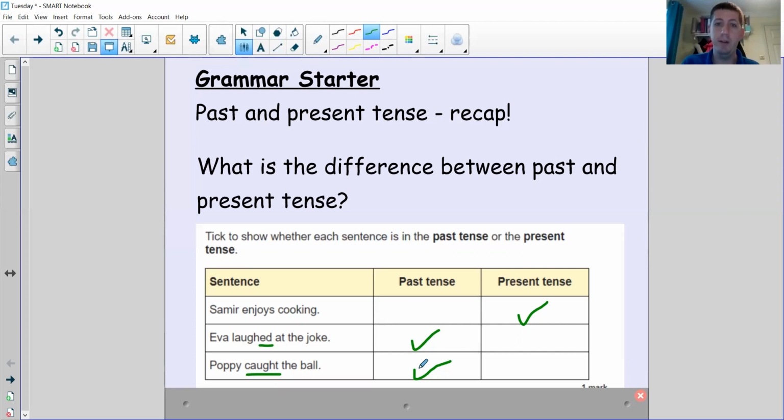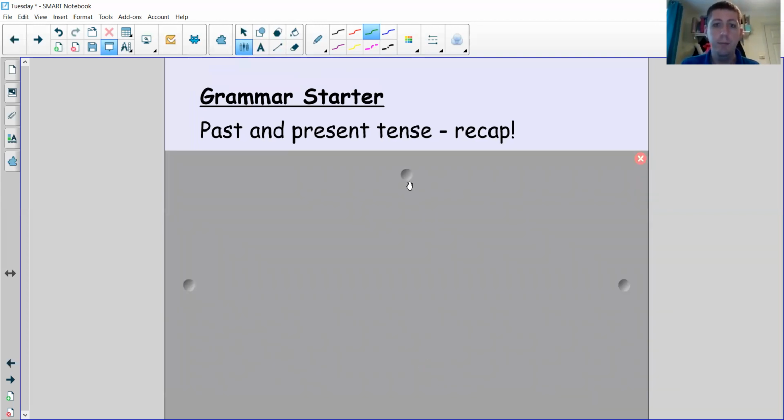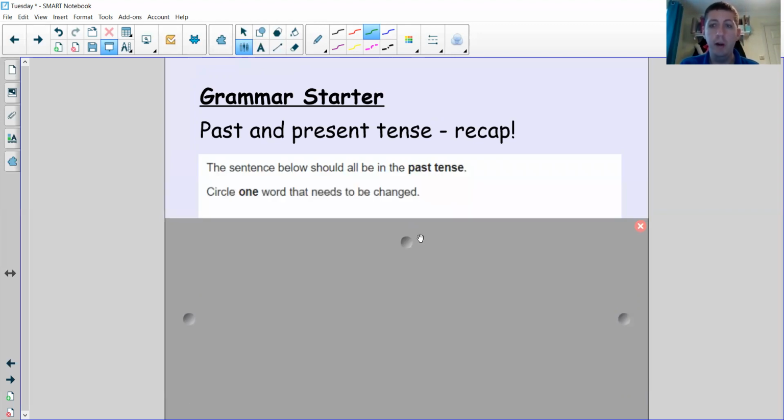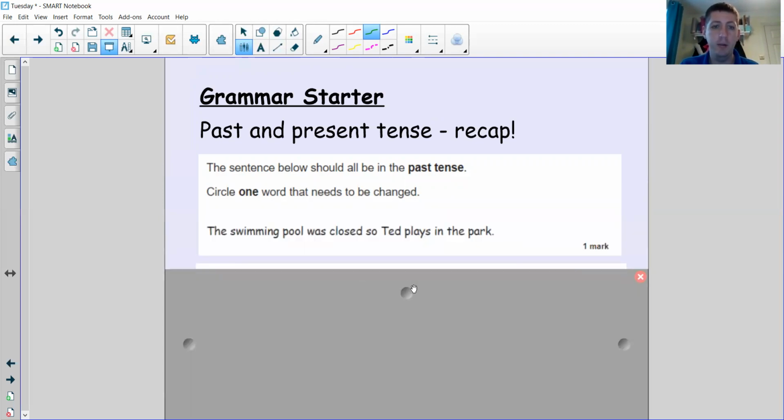Let's do two more problems together. The sentence below should all be in the past tense. Circle one word that needs to be changed. What word do you think needs circling? The swimming pool was closed, so Ted plays in the park. Remember, it should be in the past tense. Which word is wrong? The swimming pool was closed, so Ted plays in the park.